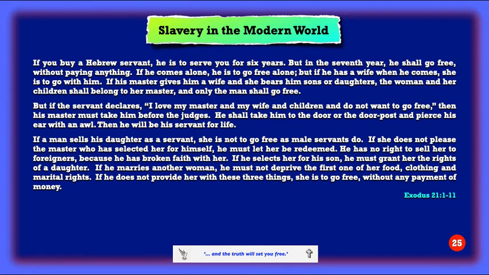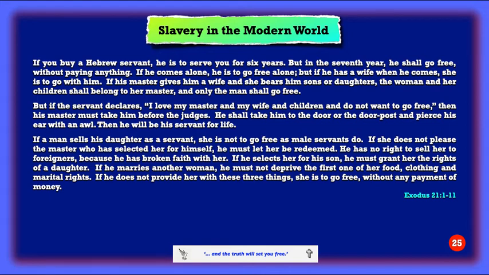But if the servant declares, I love my master and my wife and children and don't want to go free, now that speaks that they've been well treated. Then his master must take him before the judges. He shall take him to the door of the doorpost and pierce his ear with an awl. That's like ear piercing for you ladies. Then he'll be his servant for life.